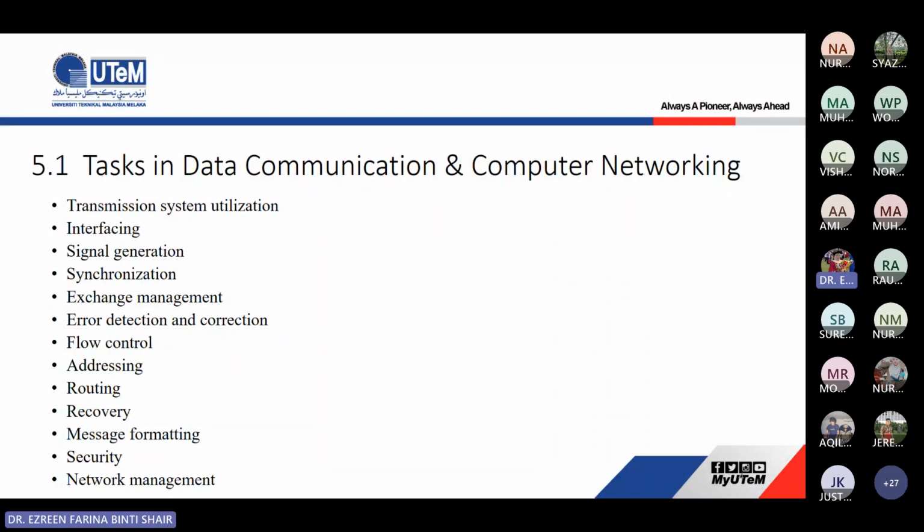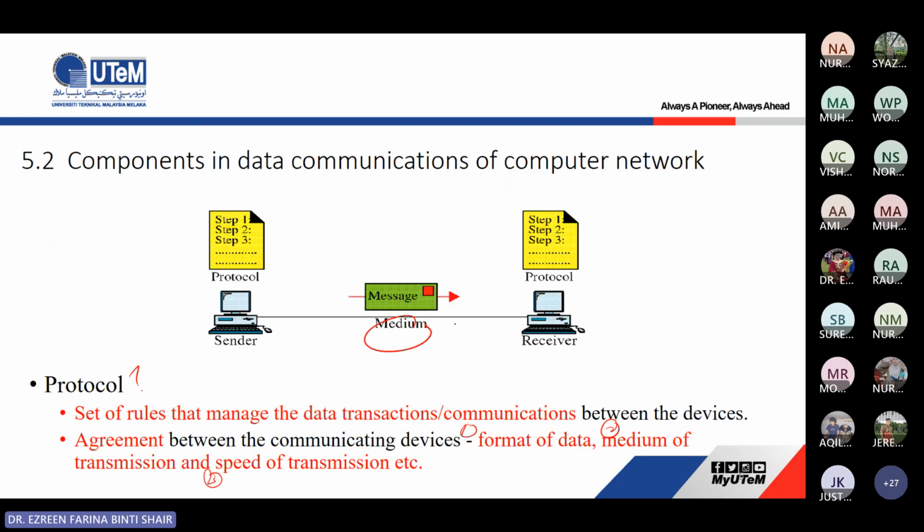Next, let's look at the components in data communications. This figure is similar to the figure in chapter 1, the basic communication model. I hope that all of you still remember it. We have the sender, we have the receiver, and in between we have the transmission channel. It is the same thing, but for data communication, the input here is in terms of protocol, and the receiver will receive the protocol. In between we have the same channel, the medium to send the message from the sender to the receiver.